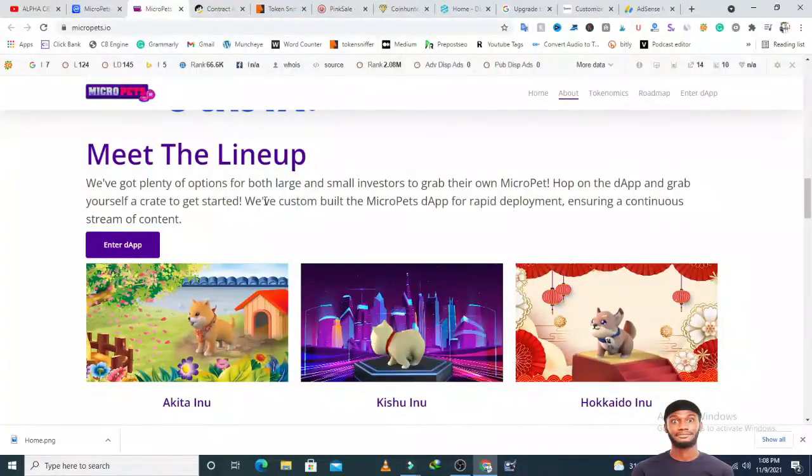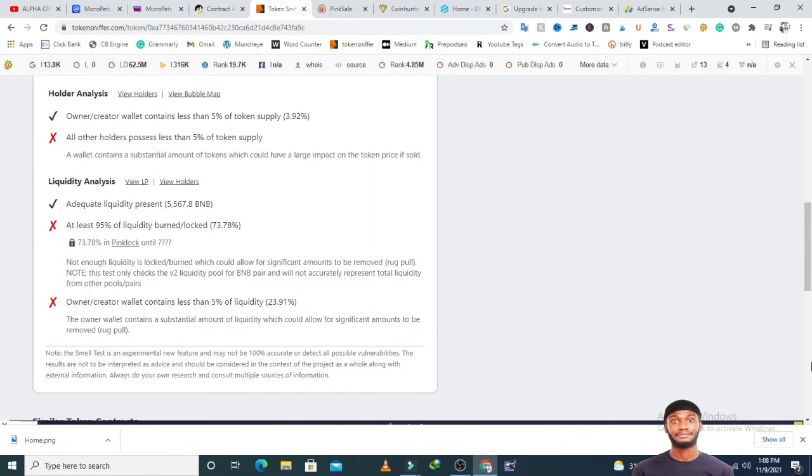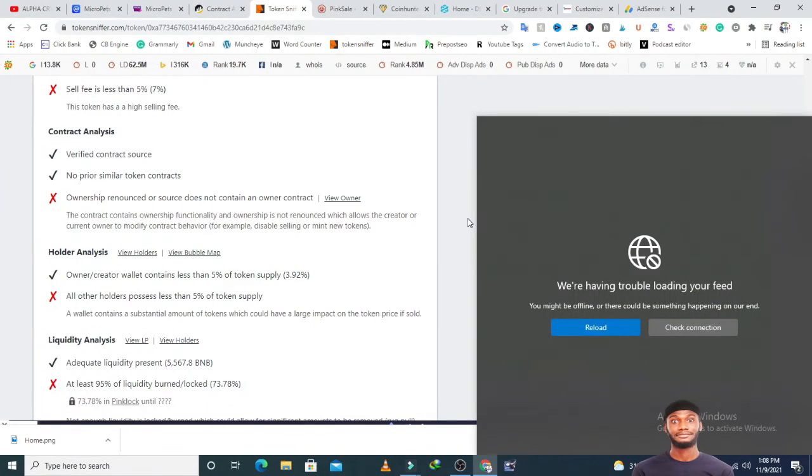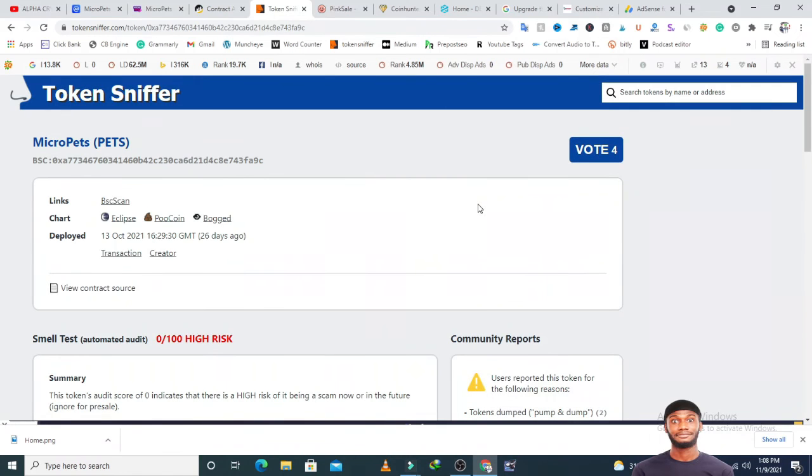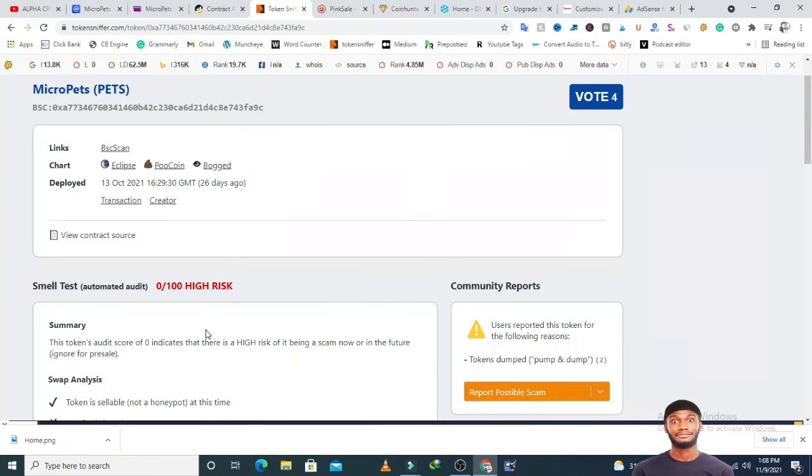Make sure you research very carefully. And the last thing I'm going to do, I'm going to check Token Sniffer. Yes, I'm talking very fast. I don't like my videos to be too long. So when you want to review a token like this, you actually spend so much time and your video might end up becoming too long. So from Token Sniffer, they say the smell test is 0/100 risk.